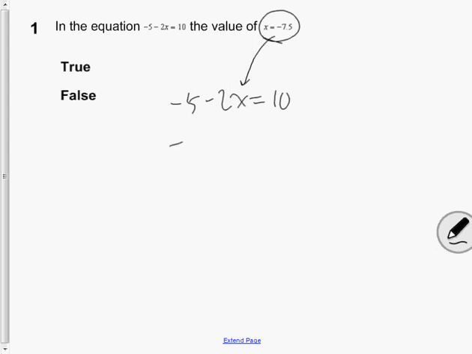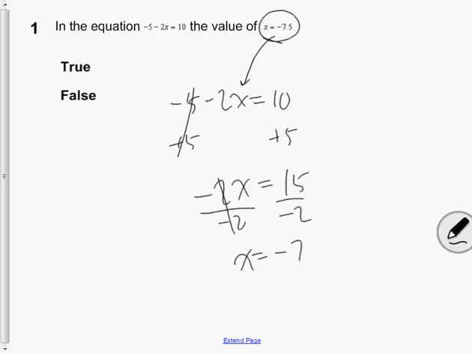I'm going to isolate the variable by using opposite operations to see if I do get an answer of -7.5. And I do. So therefore the answer is true. So when I isolate the variable, I find that the answer is -7.5.